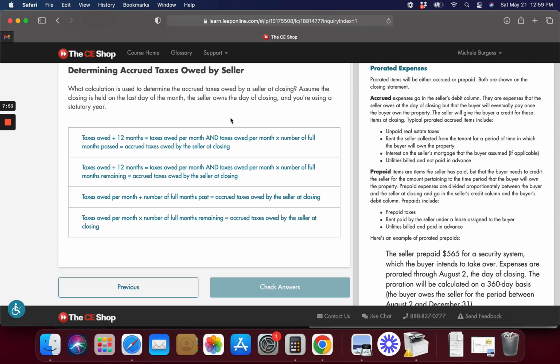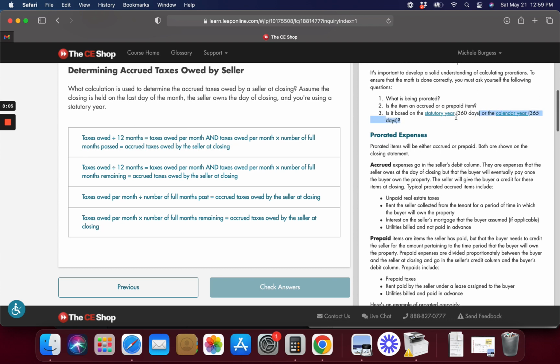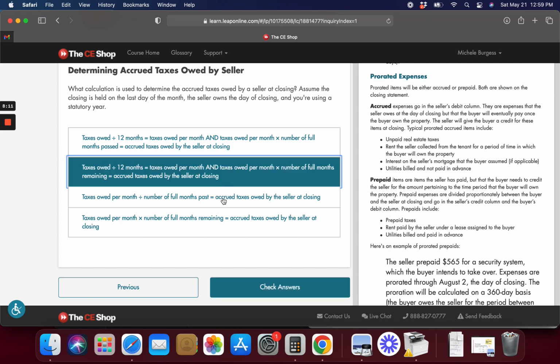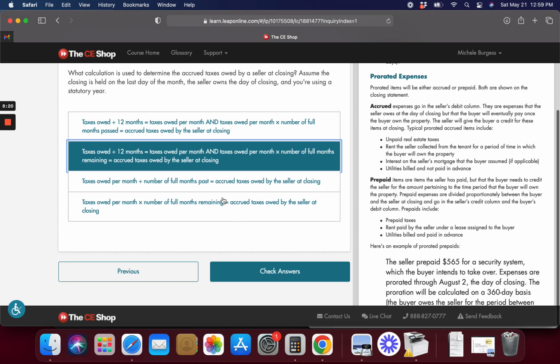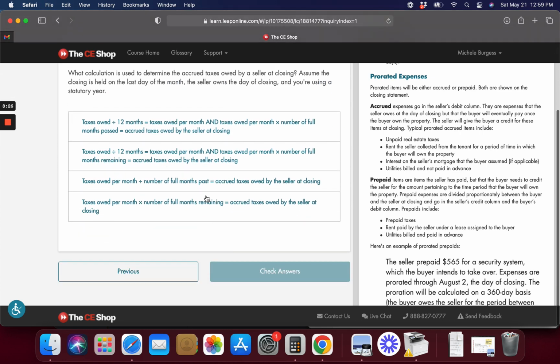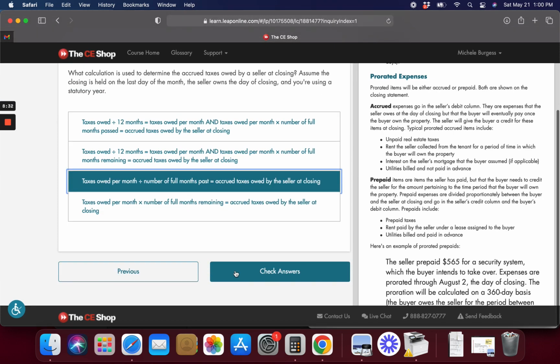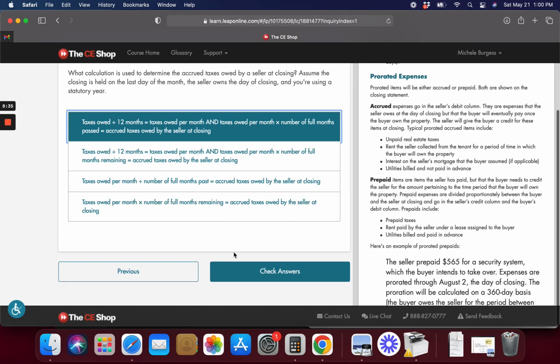Okay, so what is this asking? The seller owns the day of closing, and it's on a 360 year. Statutory is 360 days. So it would be owed by the seller at closing, for a full month's past. All right. Now, okay, so we know it goes to the seller at closing. Now, this one? No, all right, well, we got one left, so it must be that one.